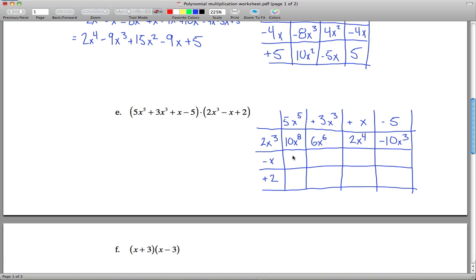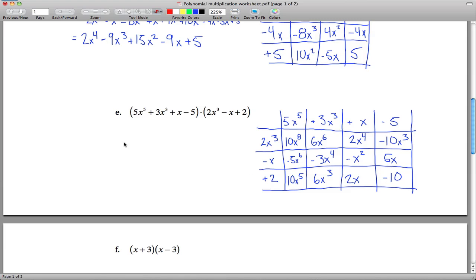5x to the 5th times negative x is negative 5x to the 6th. Negative x times 3x cubed is negative 3x to the 4th. Negative x times positive x is negative x squared. Negative x times negative 5 is positive 5x. And 2 times 5x to the 5th is 10x to the 5th. 2 times 3x cubed is 6x cubed. 2 times x is 2x. 2 times negative 5 is negative 10.